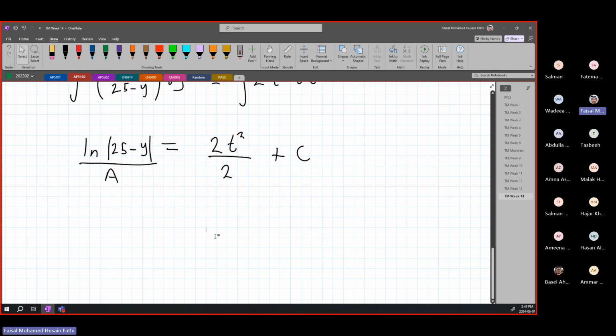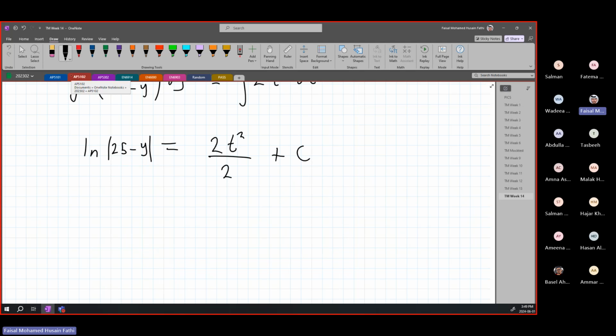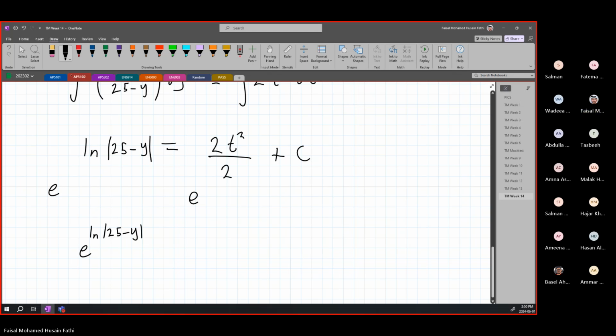So now what do we do? Now we have to solve for y. How do we solve for y? First things first, if you want to solve for y here, you need to do e to the power of both sides, if you remember, to solve for a ln equation. So this is going to be e to the power of ln of 25 minus y is equal to e to the power of t squared. All right, not 2, it's just t squared.